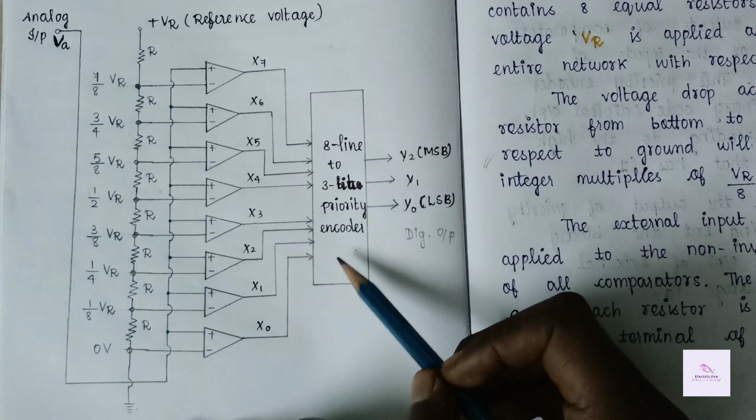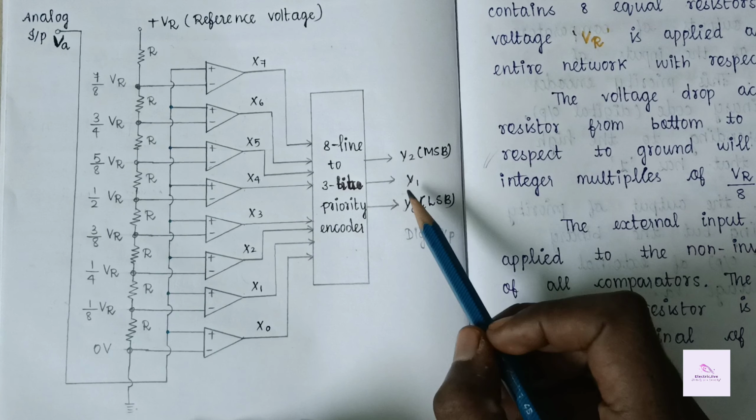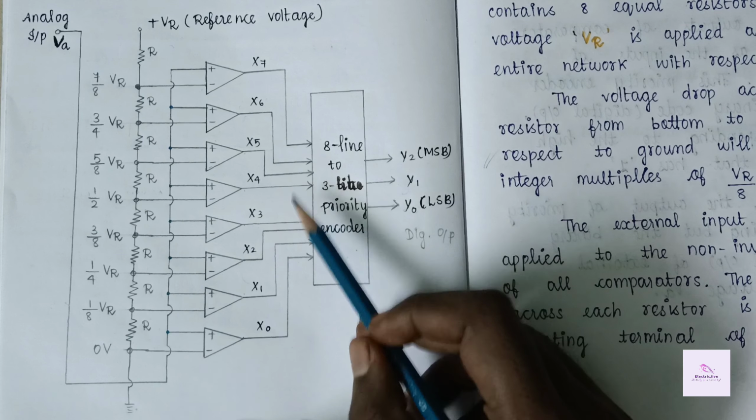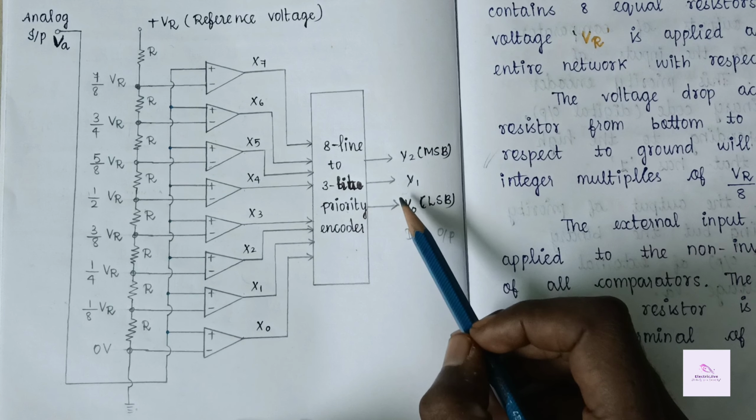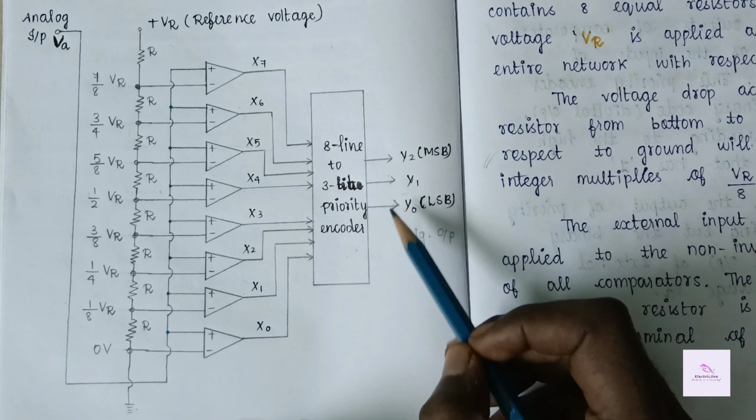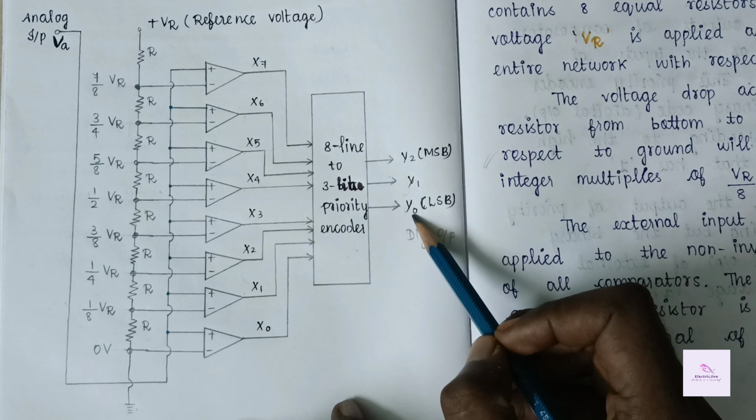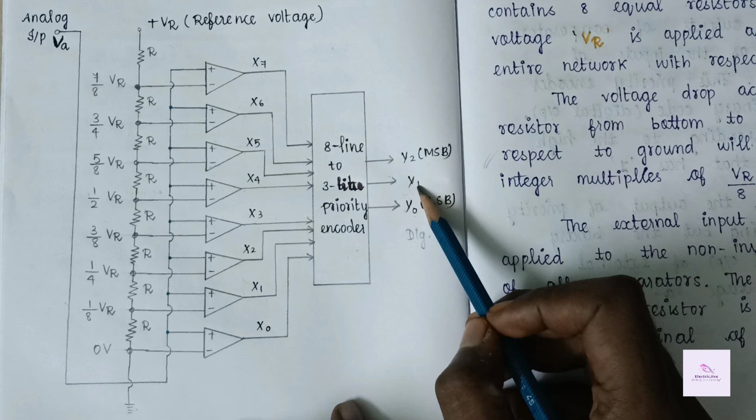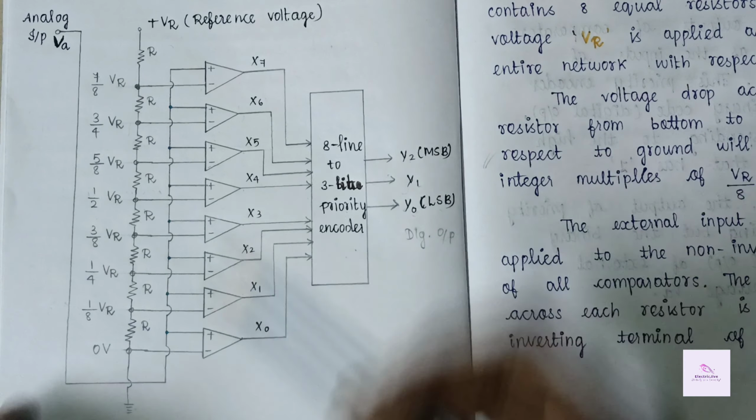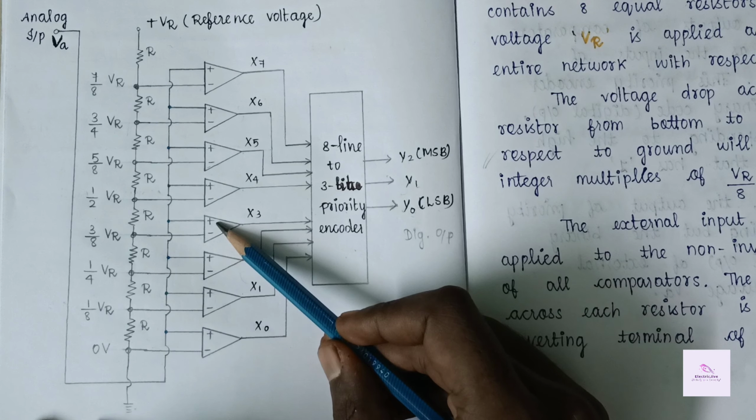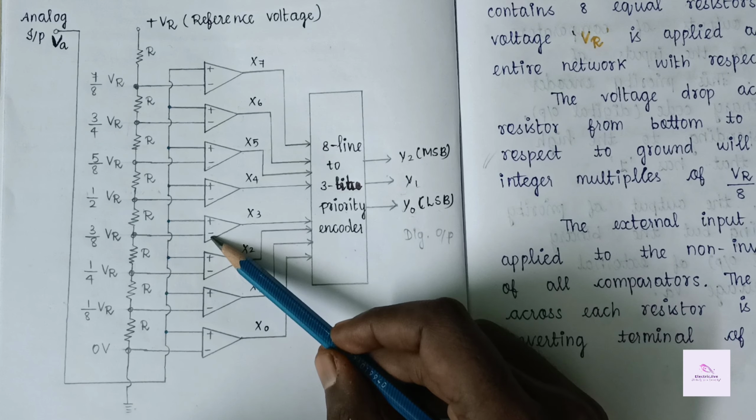So this priority encoder encodes the input and gives the output. We are giving 8 inputs, and this priority encoder encodes the 8 inputs as 3 digital outputs, where the first one Y0 is the LSB output and Y1 is a digital output and Y2 is the MSB digital output, where this positive terminal is a non-inverting terminal and this negative terminal is an inverting terminal.